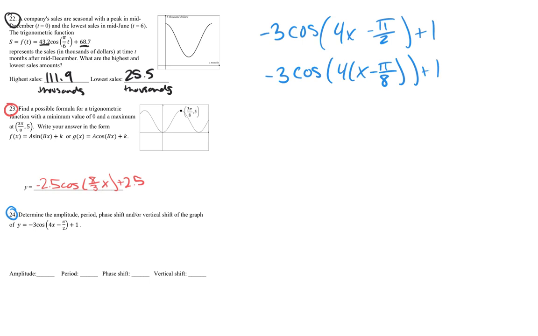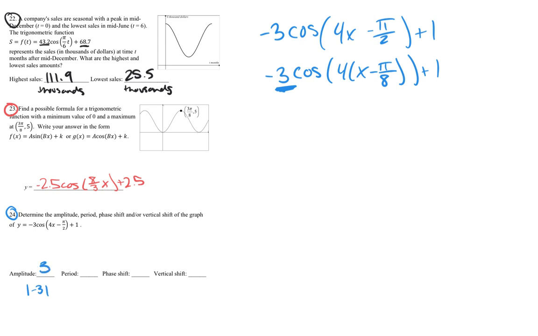Okay, so step 1, amplitude. That is this point right here, right? That tells us how far our graph is stretching. And we just want to take the absolute value of that. So we don't need that negative. The absolute value of negative 3 is going to be 3.